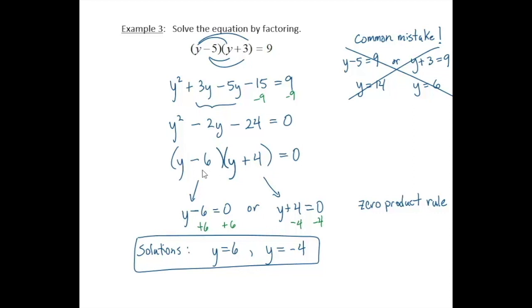It's easy to see that these work in the factored form. These will also work in the quadratic equation above, and they'll work in the original equation. Notice with y equals 6, we get 6 minus 5 is 1, times 6 plus 3 is 9. 1 times 9 is equal to 9. And with -4, we get -4 minus 5 is -9, times -4 plus 3 is -1. And -9 times -1 is equal to +9.